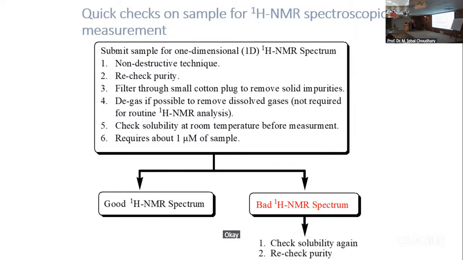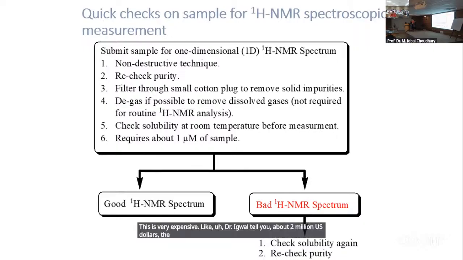So you have so much time available to design your experiment, to play with your magnetization vector, your M naught. And that is only possible in NMR. That's why it's very fascinating. It's very expensive. Like Dr. Iqbal told you, about $2 million for the 800 megahertz that we have, and it's the cheaper one that we got.